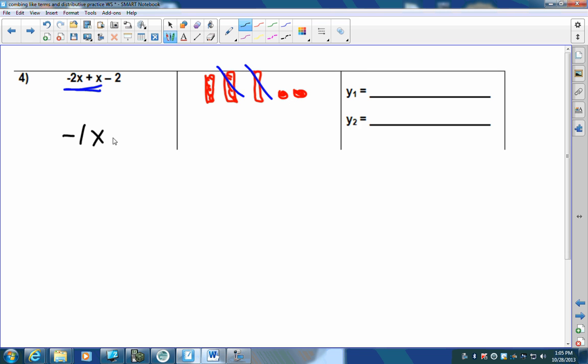And so it is minus 2. Now, I can write it like this, or I can write it as negative x minus 2. Both of those mean the same. So in y1, I'm going to put negative 2x plus x minus 2. And in y2, what I think the answer is, negative x minus 2.